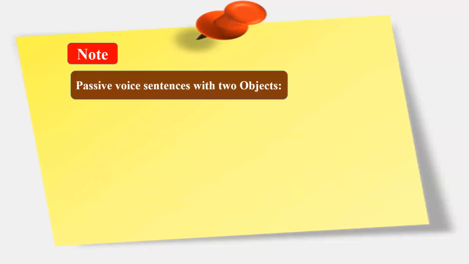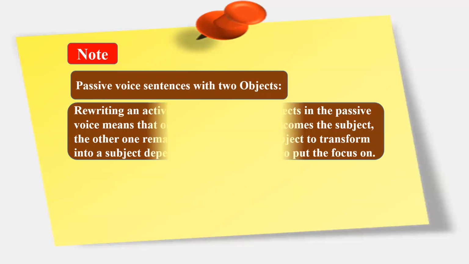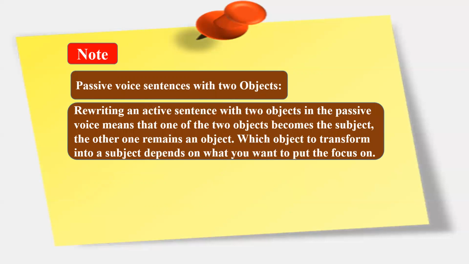Passive voice sentences with two objects. This is so important. Rewriting an active sentence with two objects in the passive voice means one of the two objects becomes the subject. The other one remains an object. So which object to transform into a subject depends on what you want to put the focus on. Let's see the examples.